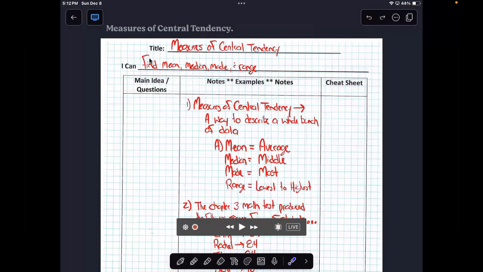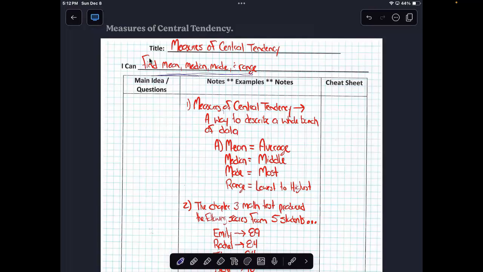Good morning, fifth graders. This week in Wake Up, we are going to look at measures of central tendency. That goes along with an I can statement: I can find mean, median, mode, and range. So measures of central tendency involve these four different things, mean, median, mode, and range, that we need to know how to find.